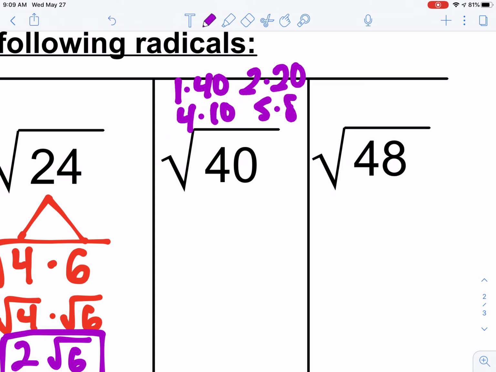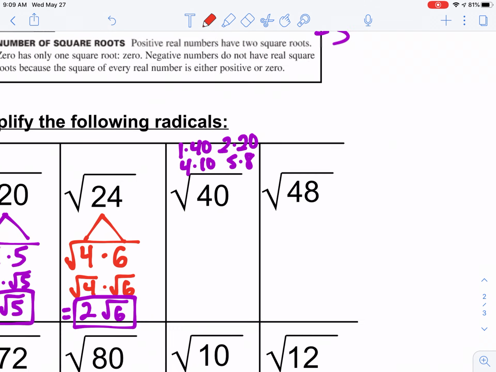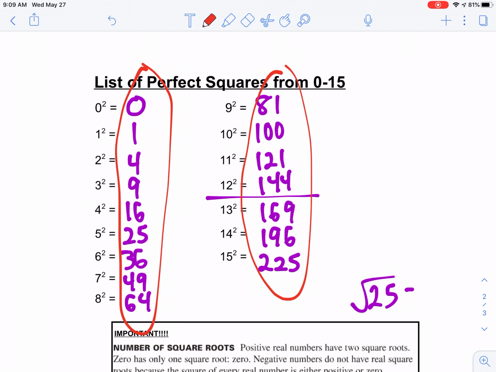These are all the numbers that go into 40. 1 times 40, 2 times 20, 4 times 10, 5 times 8. Which one of them is a perfect square? The only number of those that are in this perfect square list here is the number 4.